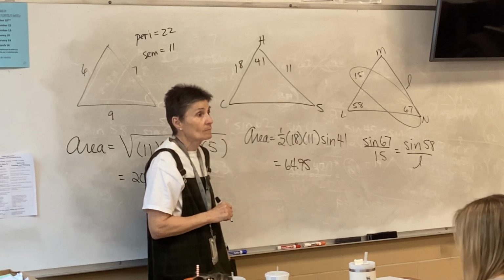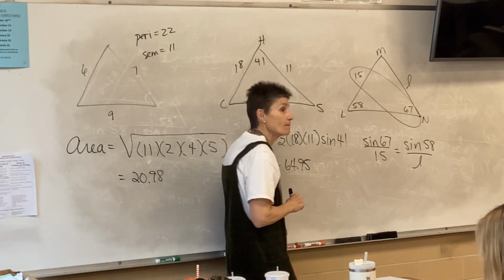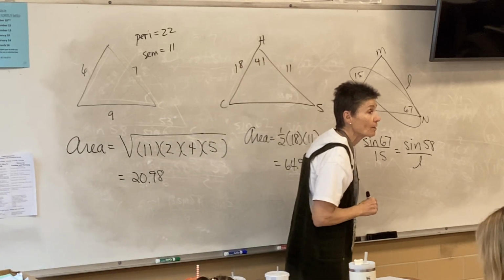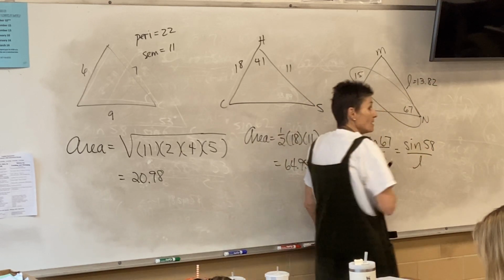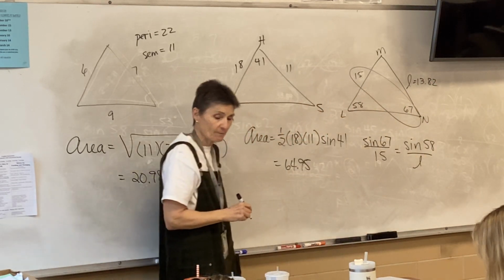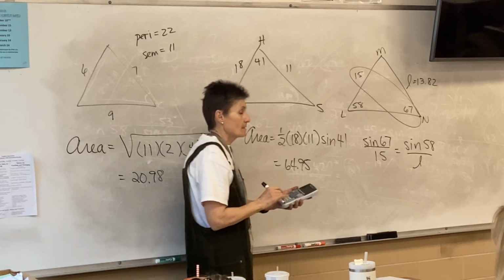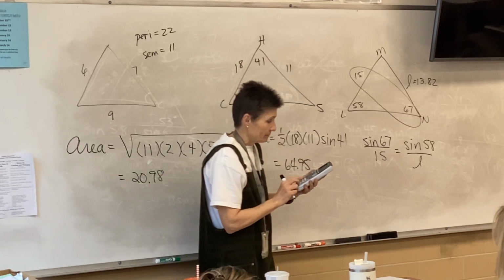Declan? 13.82. I need confirmation on that since I didn't do it. I got a different answer. Uh-oh, she got a different answer. I got 13.35. Yeah, I got 13.82.